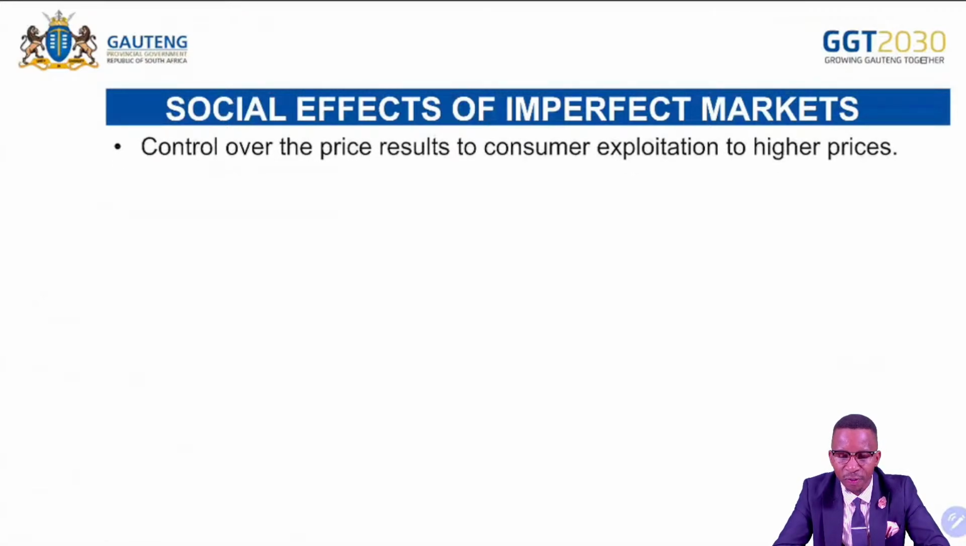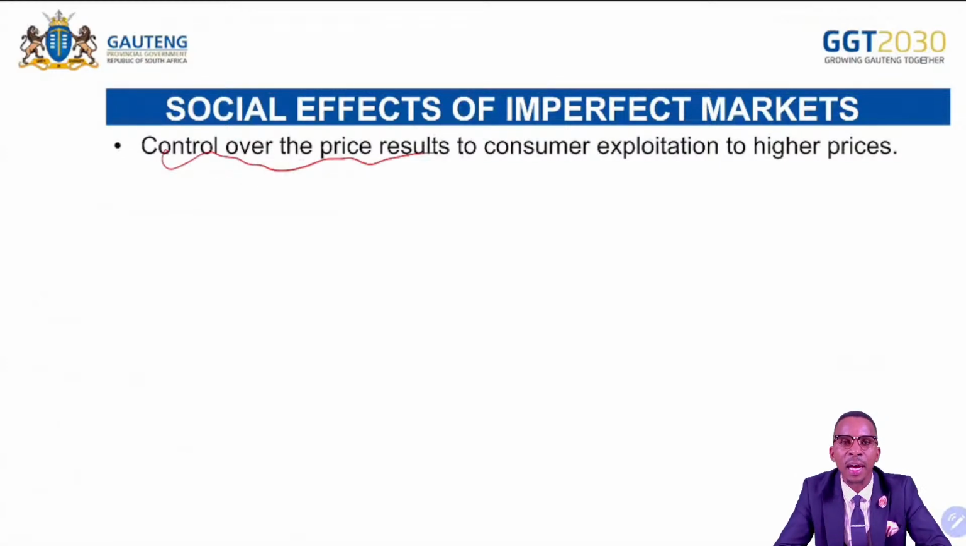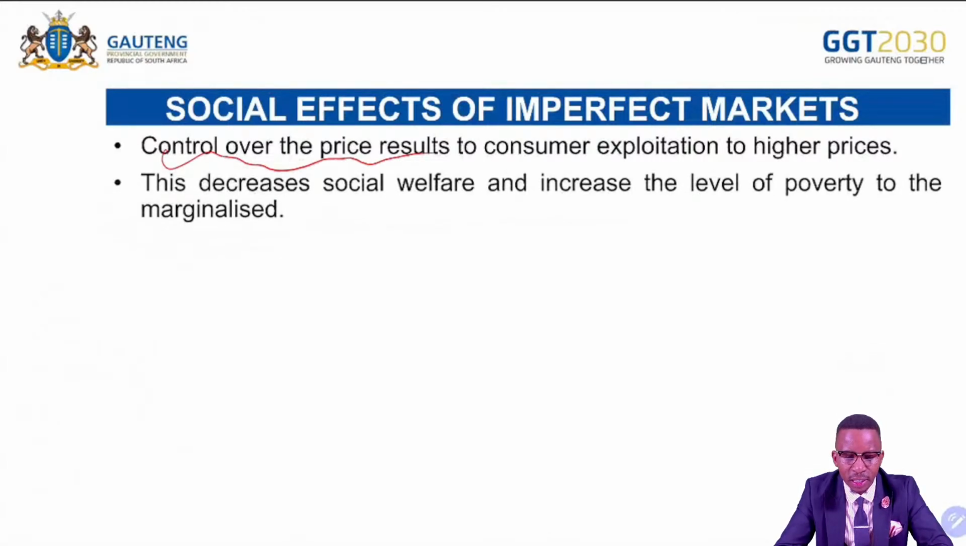Social effects of imperfect markets. Control over the price results in consumers' exploitation through high prices. Yes, if the firm is a price setter, it sets the price that allows it to achieve supernormal profits in both the short run and the long run. This decreases social welfare and increases the level of poverty among the marginalized.